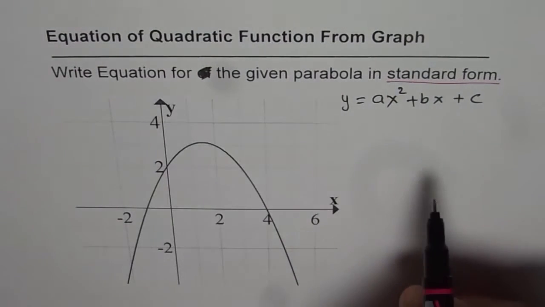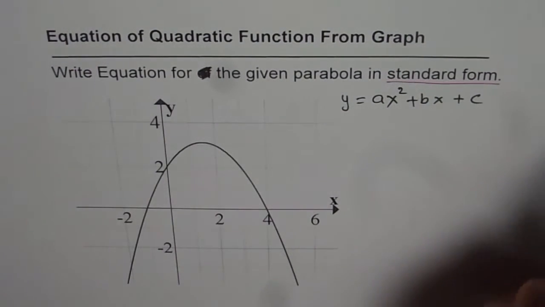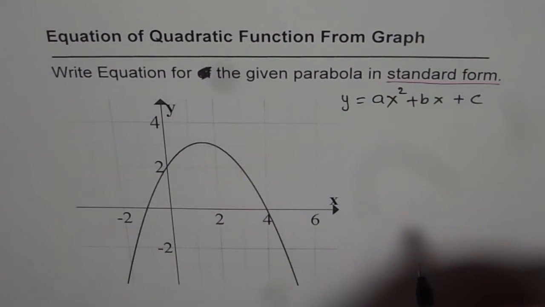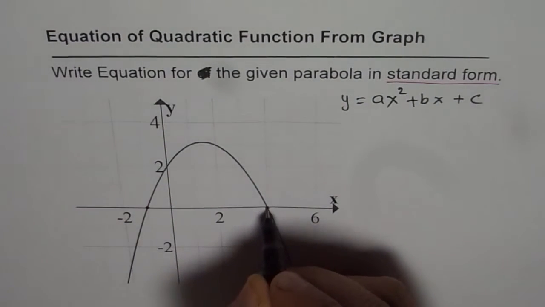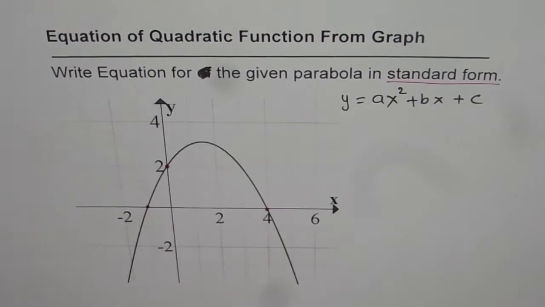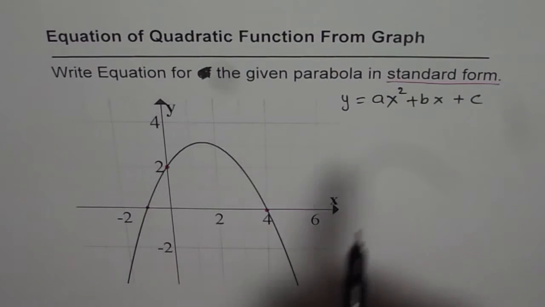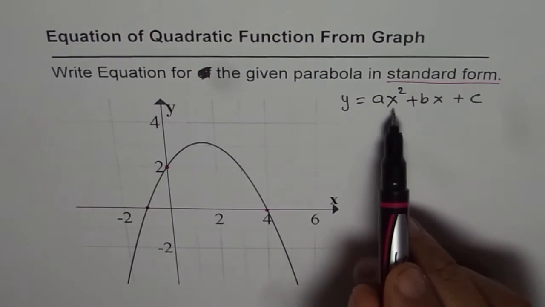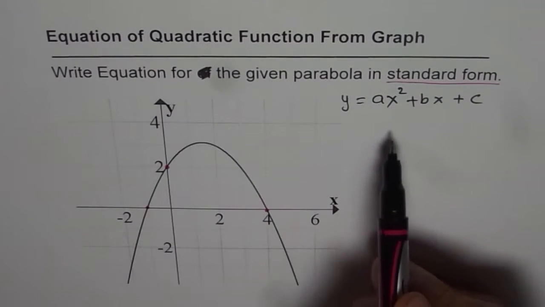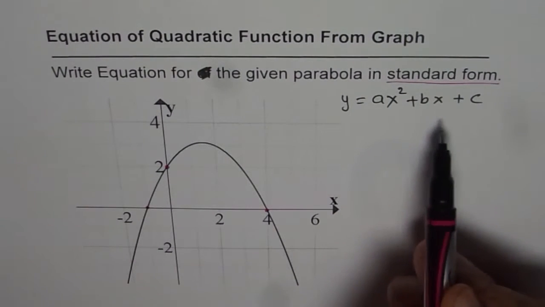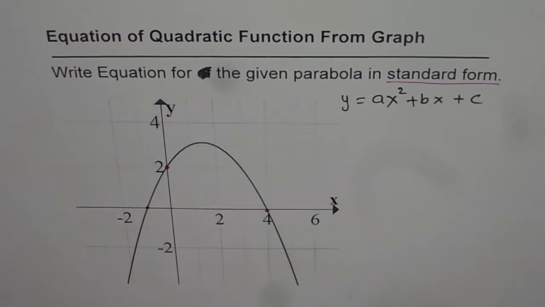To get the equation in standard form, there are three variables, so we need 3 points. We can select 3 points and find the equation. For this graph, the x-intercepts are 2 points and the y-intercept is the 3rd point. When we select these 3 points and put those values in, we get 3 different equations, and from those we can eliminate or substitute, solve the simultaneous equations and get the equation. That's one way of doing it.